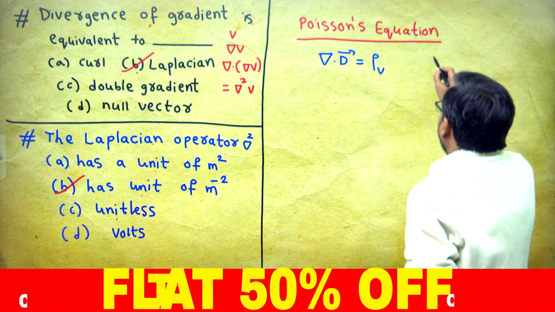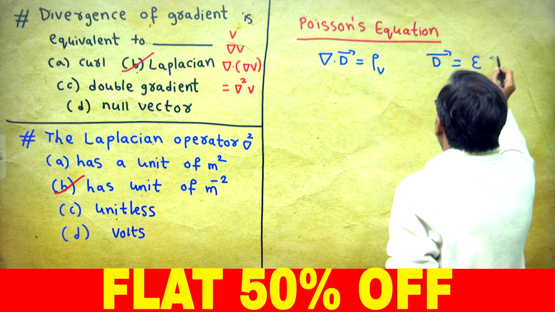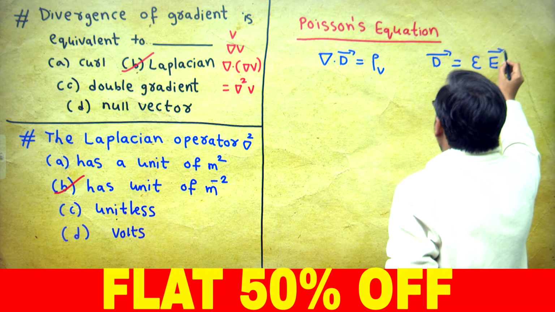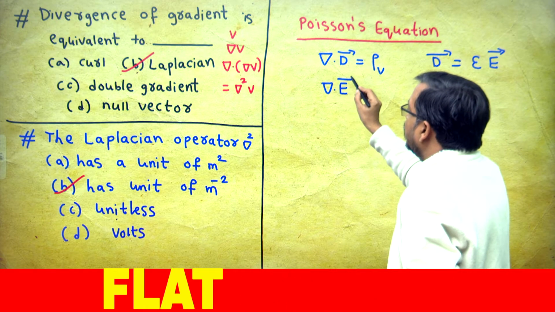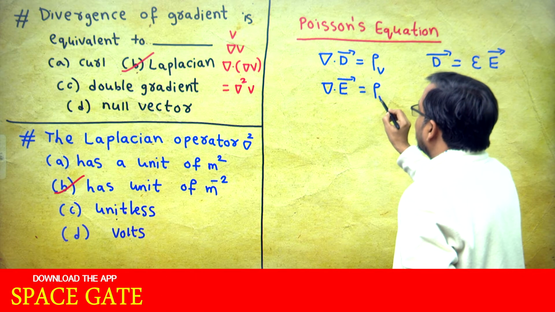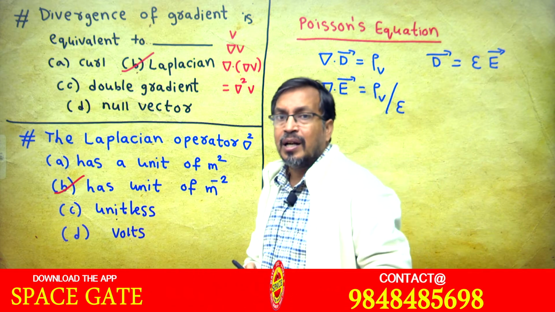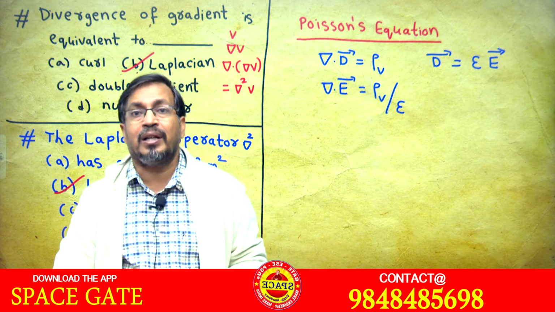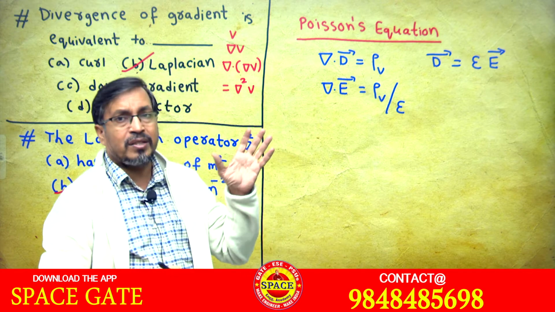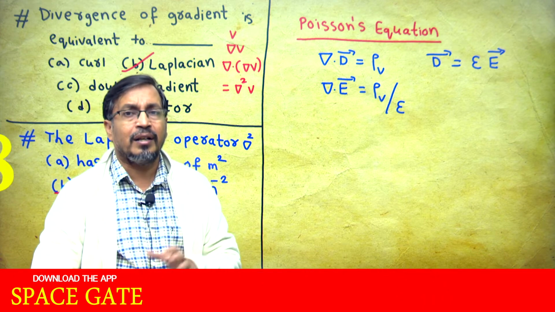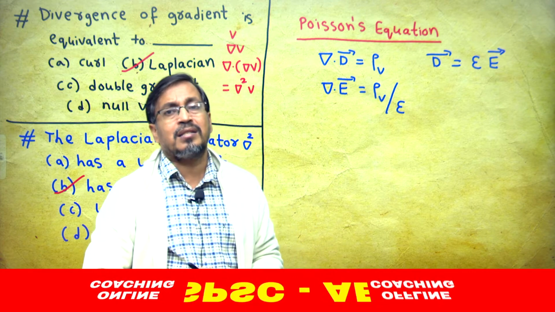And we know the relation between electric flux density and electric field intensity, D equals epsilon E. From that, I am writing divergence of E equals rho V by epsilon. What is rho V? Volume charge density. Epsilon is permittivity, and E is electric field intensity. So, these two are Maxwell's equations in electrostatics, in terms of D and in terms of E. These two equations are derived from Gauss law.